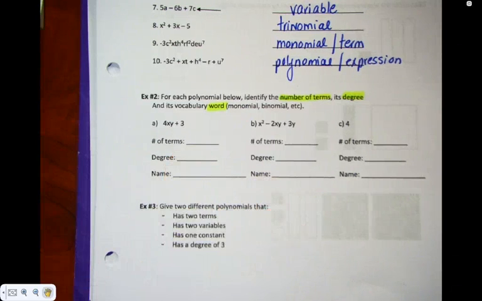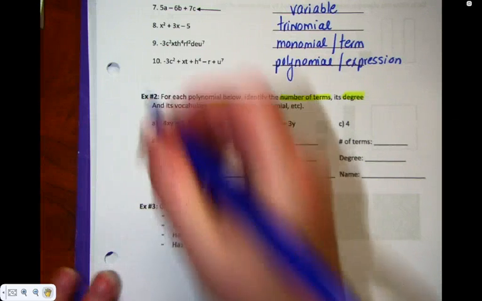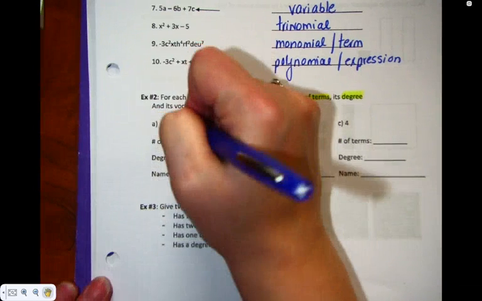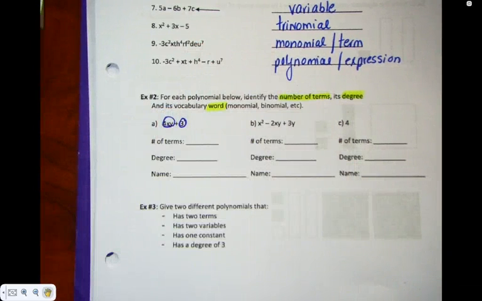Number of terms. What's the first term? 4x. So I like to circle them sometimes because it's a little more visual what's grouped together. All of that is one term because it's all stuck together with multiplying. Is there another term? 3. 3 is the second term because it's separated by that plus sign. How many circles or how many terms? 2.